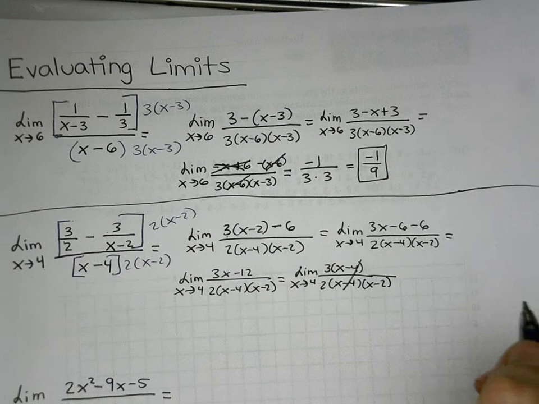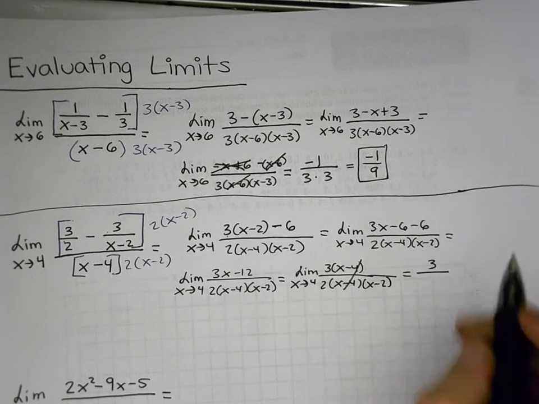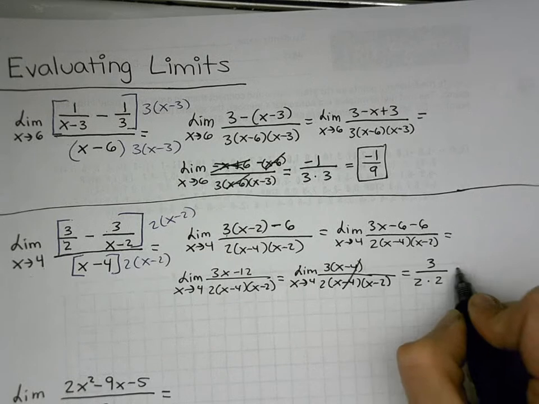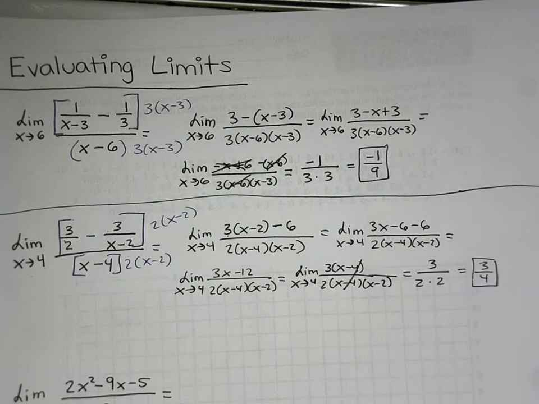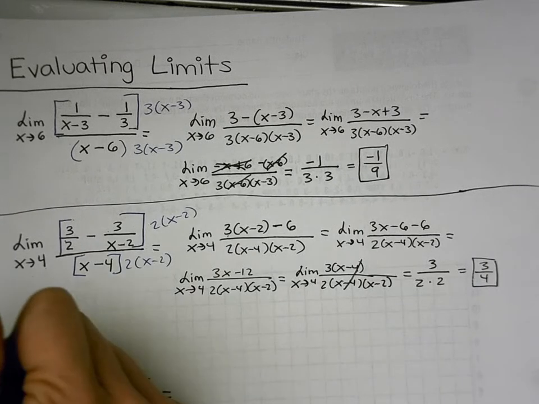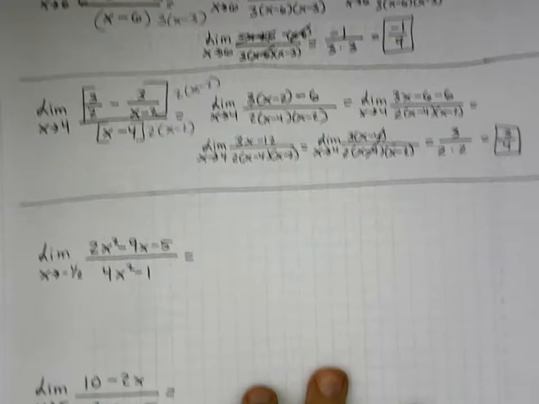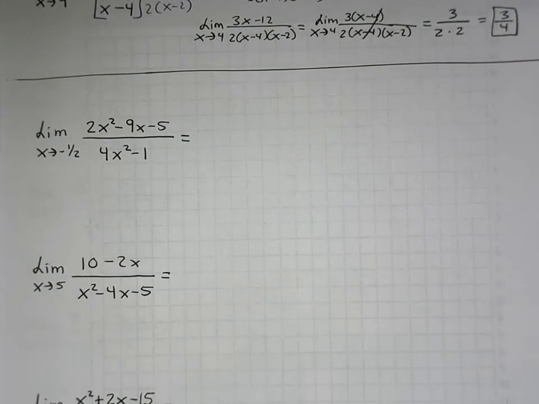And so now when I plug in, I have my 3 on top. On bottom, I have 2 times 4 minus 2, which is 2, which is 3/4. Okay, so those are our ones that I call the extra denominator ones. Okay, next ones. Go ahead and pause the video, give this one a shot, restart it when you are ready.